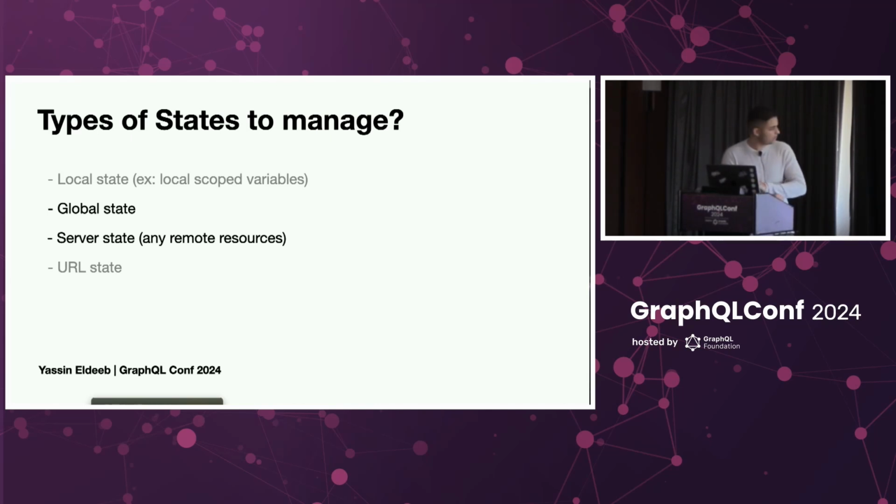I'm going to illustrate it in a later slide. What does each of these mean in a real production app? And you have server state, so any remote resources that are fetched from a remote resource. And you have URL state.